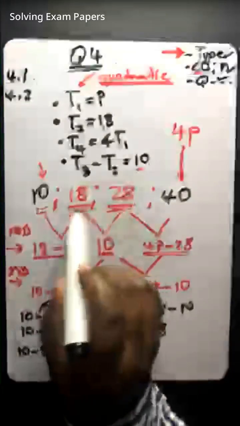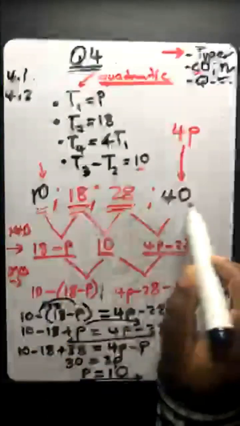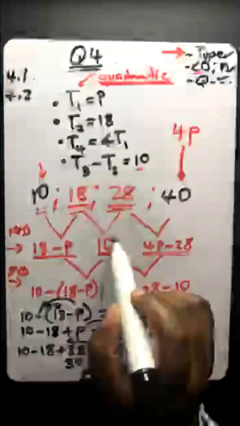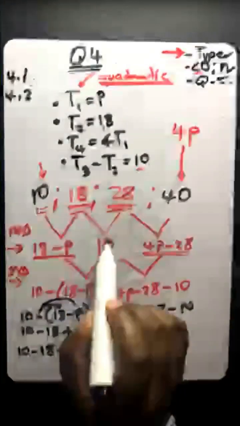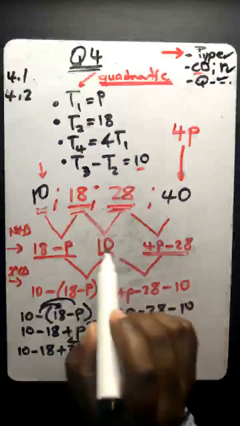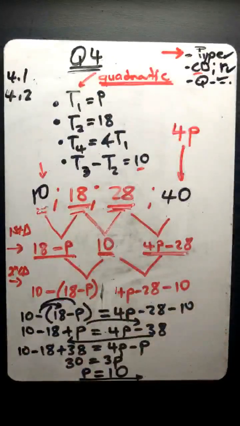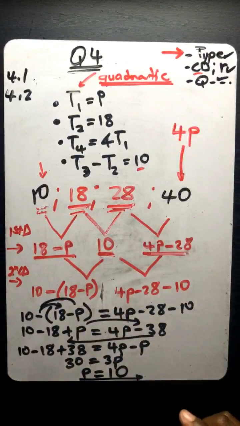Then say this minus that, get an answer. Then from those three answers, say this minus that, and check if it gives you a number which is the same as that minus that. If you get the same answer, that's how you know that your p is 100% correct.